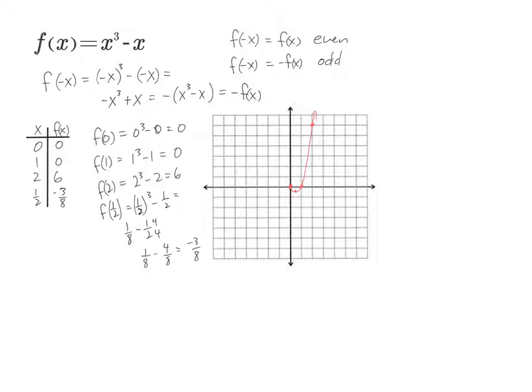Now what I know is that it's odd. So even means it would do this. Odd means it's going to do exactly the opposite on this side of the line. So instead of going to negative 3/8, I'm going to go to positive 3/8. So that's going to be about right here. And this is still going to be 0. And then instead of going to 6 at 2, so this is 2, 6, this is going to be 2, negative 6. So that's going to be down here. So it's going to look something like this. Now, if you notice, if I rotated this 180 degrees, it would land on itself, which means it is odd.